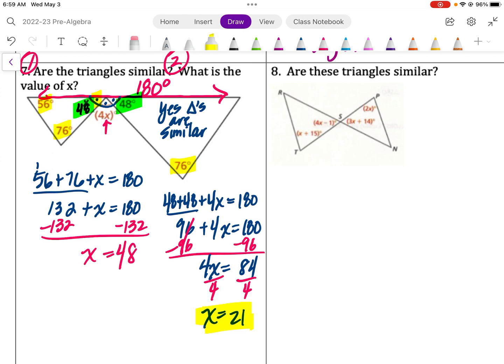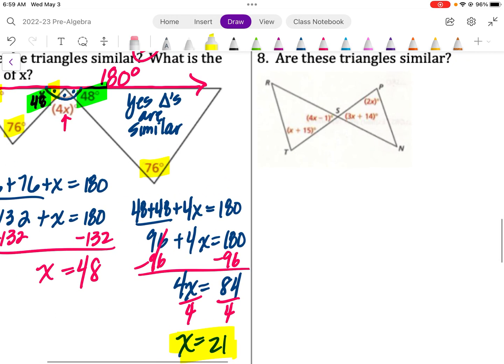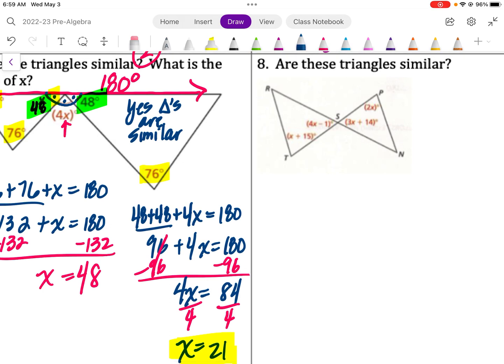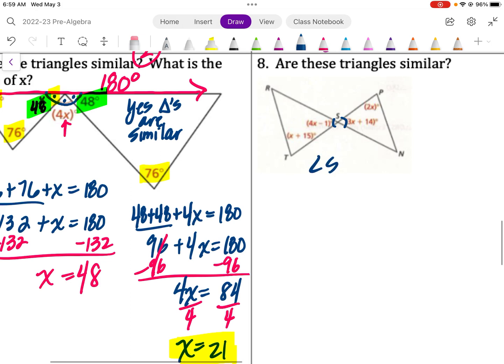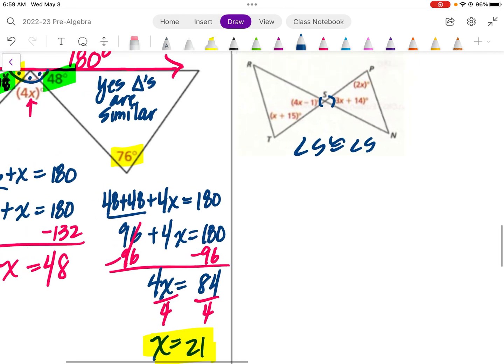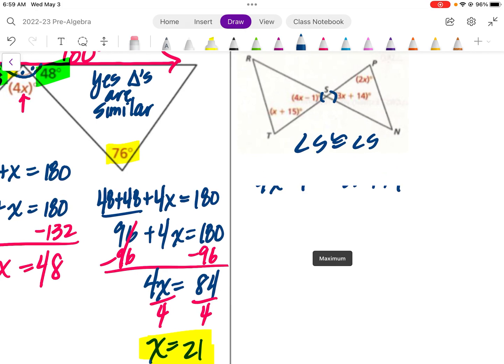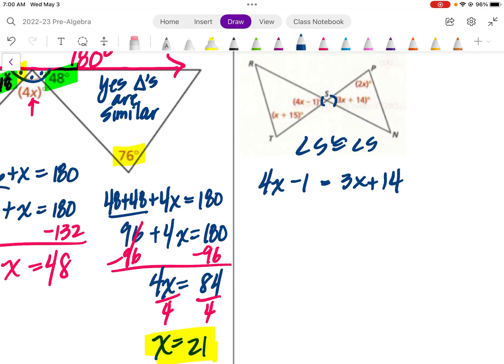Are these two triangles similar? So again, in order to determine if they're similar, I have to prove two sets of angles are congruent, okay? So, let's see, they're asking me, are they similar? Okay, so I know that angle S is part of both triangles, so I know that angle S has to be congruent to angle S. So one thing I can do is set those two angle measures equal and find the value of x. So I'm going to go ahead and solve for x.